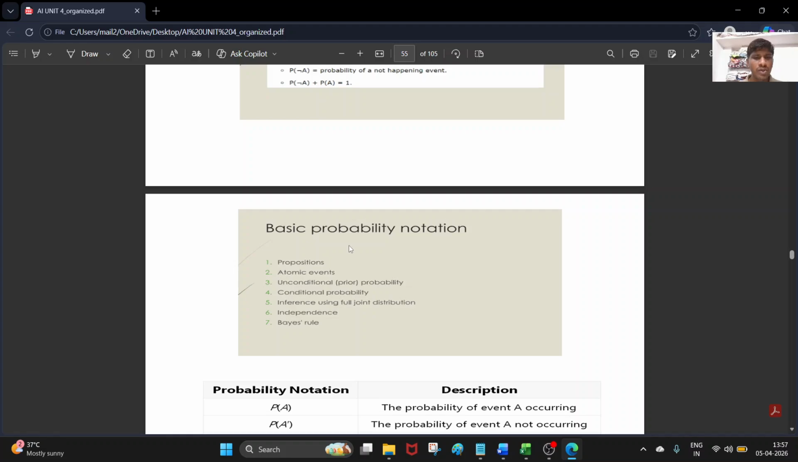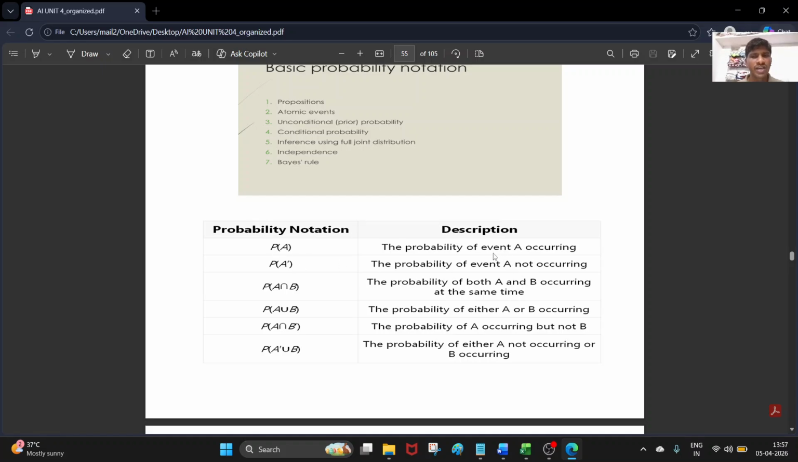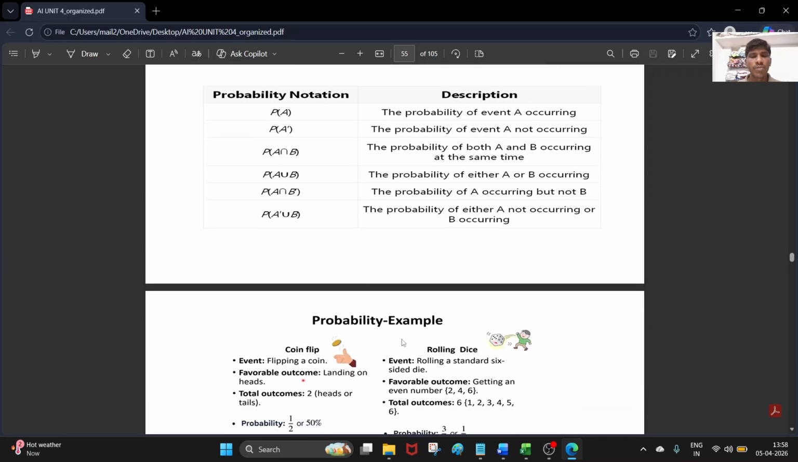Next is probability notations. You have different probability notations. P of A is the probability of event A occurring. P of A dash is the probability of event A not occurring. P of A intersection B is the probability of both A and B occurring at the same time. P of A union B is the probability of either event A or B occurring. P of A intersection B dash is the probability of A occurring but not B occurring. P of A dash union B is the probability of either A not occurring or B occurring.